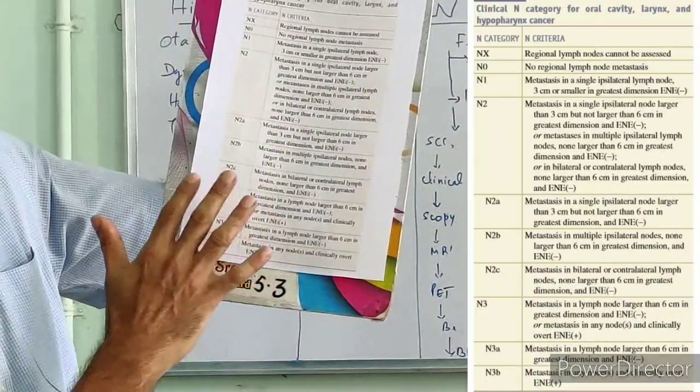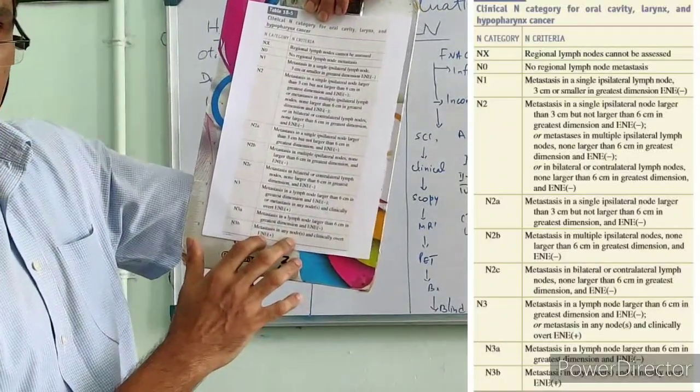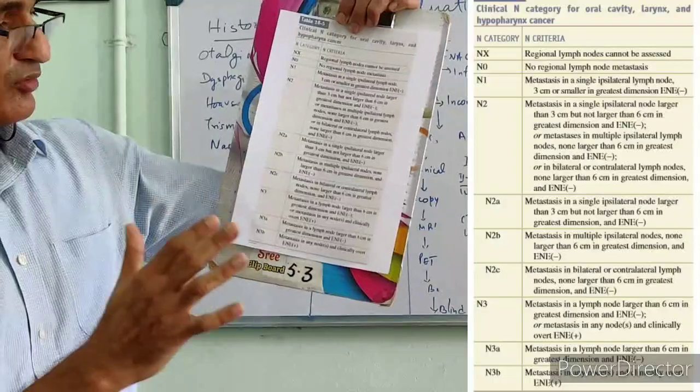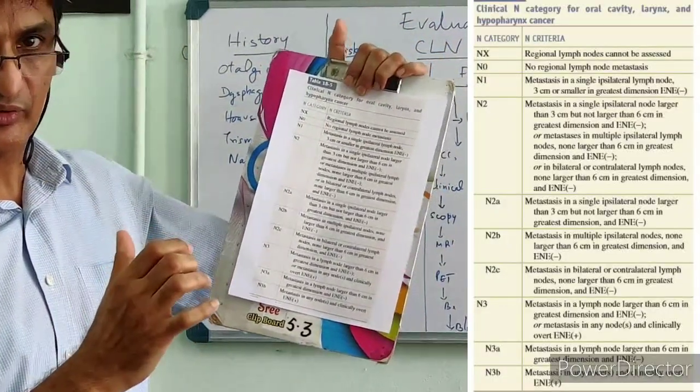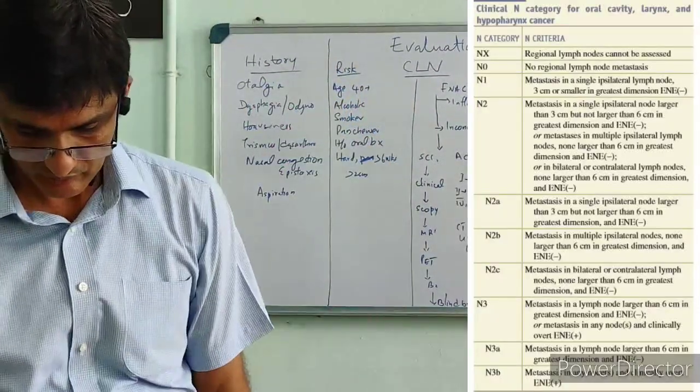So this is the staging, and in the subsequent discussion we will find the importance of ENE. Extranodal extension is very important to plan the further treatment of the cervical lymph node, especially if the primary is not detected. So we should remember the nodal status.